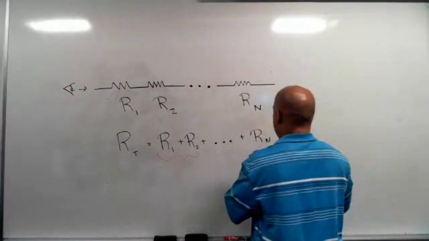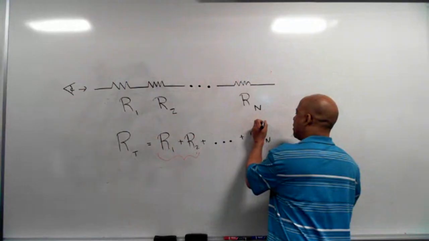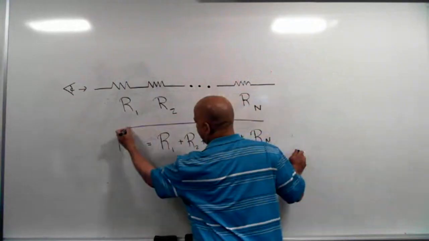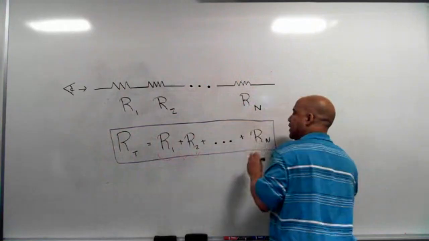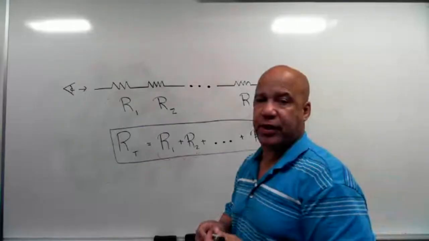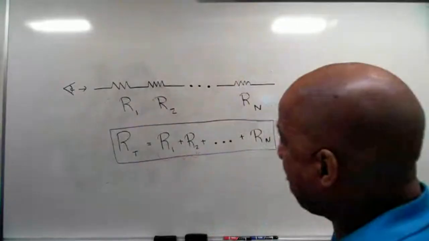So here's the first formula. If you're keeping the formula sheet separately, this is a good one to write down. If you keep adding resistors in series, the total resistance goes up.